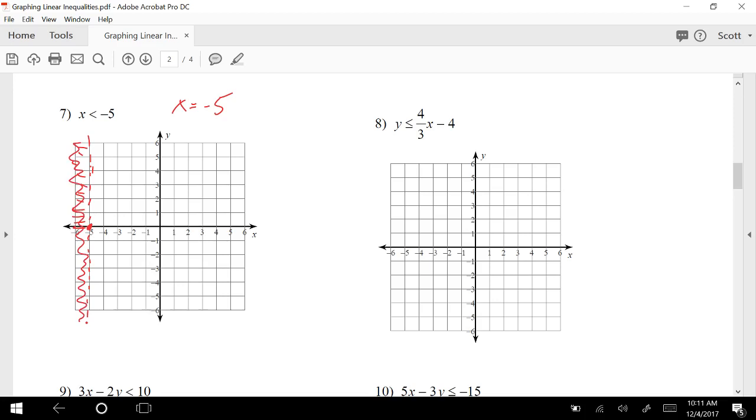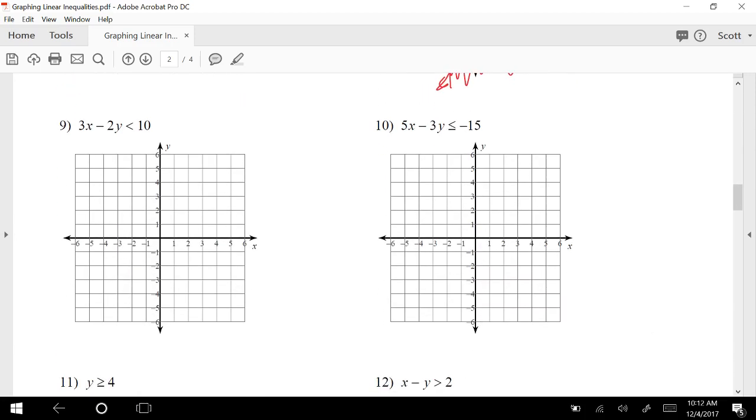Y is less than or equal to 4/3 x minus 4. So minus 4 is where we start. And then 4/3 is going up 4 over 3. And that will be a solid line. Y is going to be less than that. So go less than here. That would be down. So all of this area.